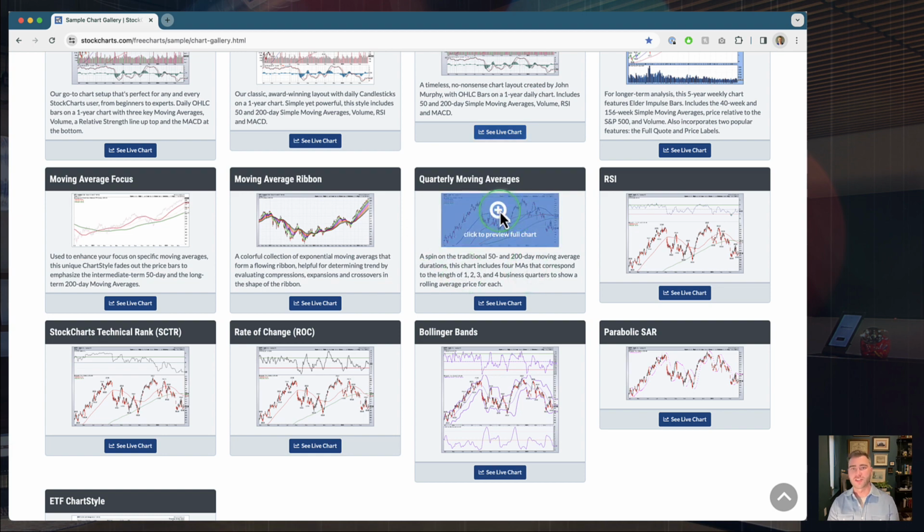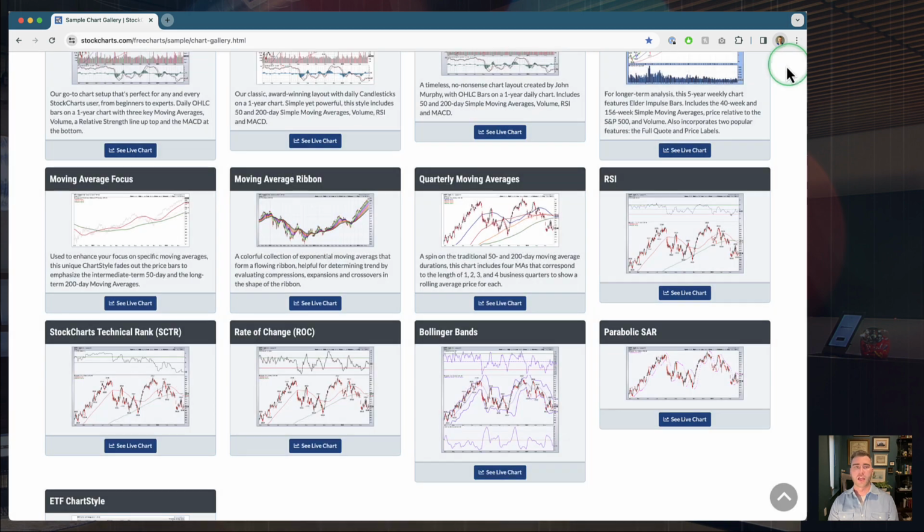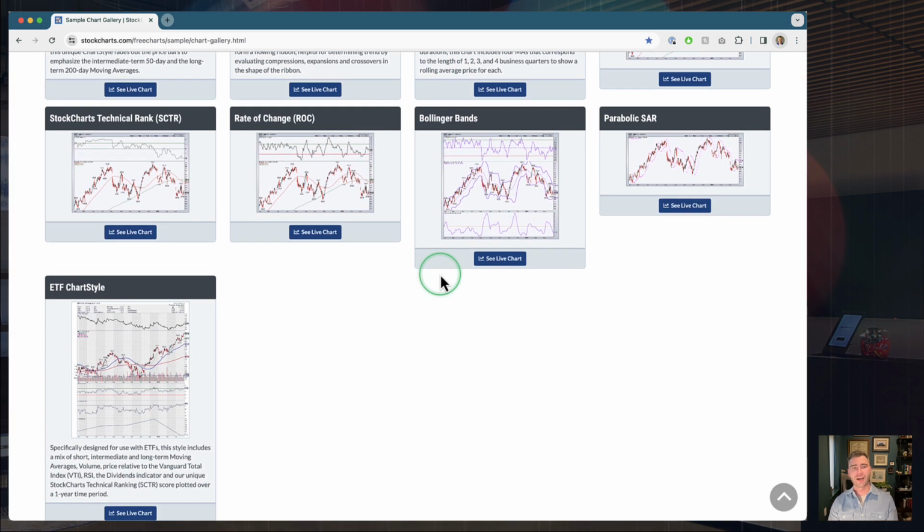One, for instance, is this quarterly moving averages chart. So each moving average here represents a rolling sort of one quarter. So we've got 1 quarter, 2 quarter, 3 quarter, and 4 quarters worth of trading history. We've got moving averages that are basically tied to those periods. And you can see sort of 1, 2, 3, or 4 quarters worth of trading history on a rolling basis. Really interesting little moving average chart there, and a great way to think about business cycles and things like that. So lots and lots to discover in here.